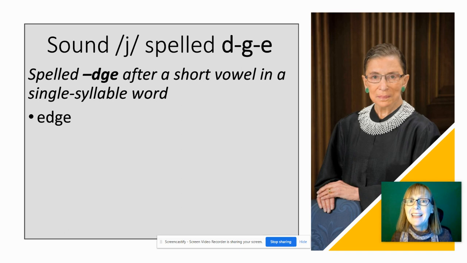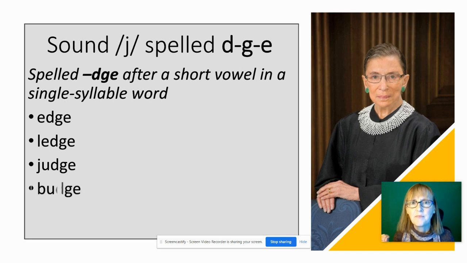So, for example, edge, we have the short sound, DGE. Ledge, again, we have the short sound, DGE. Judge, like this special judge here, and then DGE. Budge, DGE. Smudge, DGE. And badge, short sound, then spelled DGE.